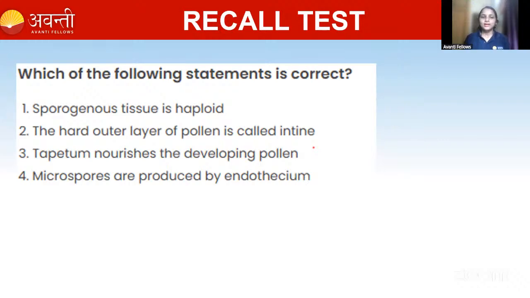Okay, fine. The question is, which of the following statements is correct? Option 1, sporogenous tissue is haploid. Option 2, the hard outer layer of the pollen grain is intine. Option 3, tapetum nourishes the developing pollen. Option 4, microspores are produced by endothecium. Whenever you see a question, you have to see whether they're asking about the correct statement or the incorrect statement. Here, they're asking about the correct statement, which means you have to choose one. The other three are wrong. Whether you can identify the three wrong ones or identify the one that is correct.